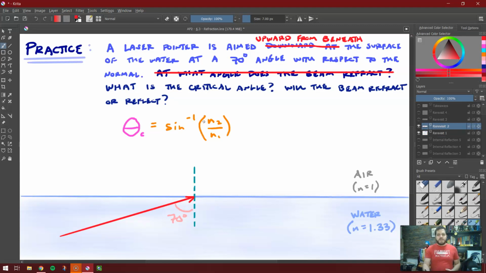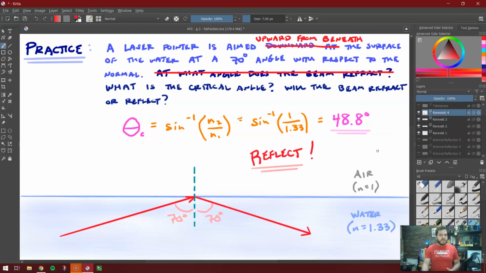So we're going to do inverse sine, where n2 is going to be the index of refraction of the air, 1, divided by n1, the index of refraction of the water. We stick those in, and you get an angle of almost 50 degrees, 48.8 degrees. So anything beyond that angle will be totally internally reflected. So what is this light beam going to do? It's definitely going to reflect. None of it is going to be able to escape the surface of the water. It's just going to reflect back into it.